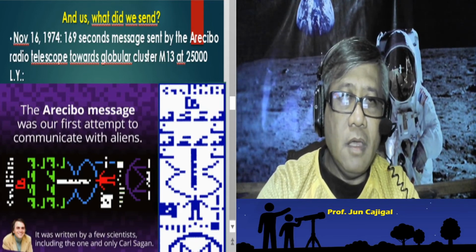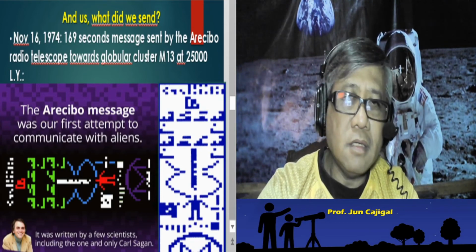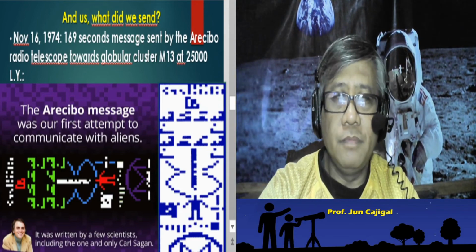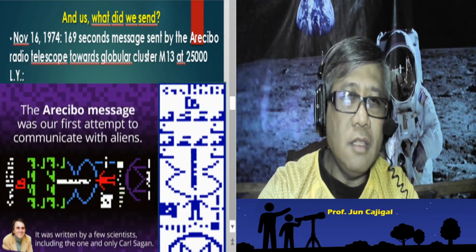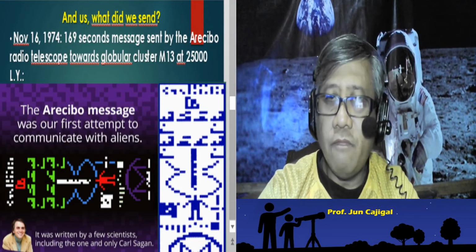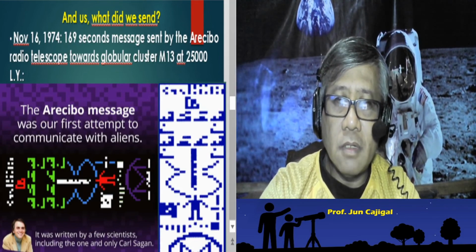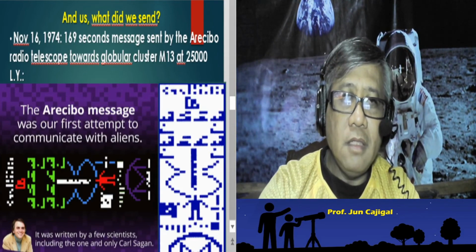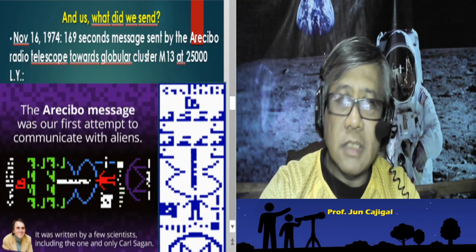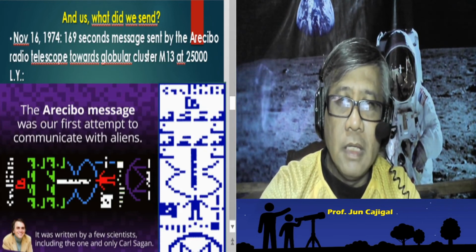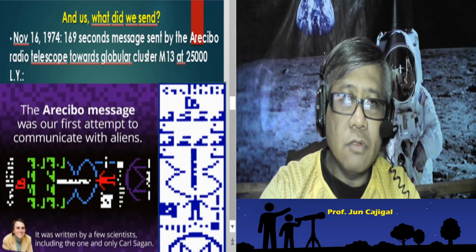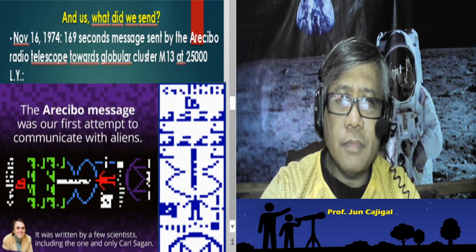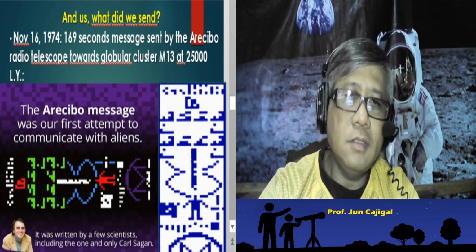And on November 16, 1974, a 169-second message was sent by the Arecibo Radio Telescope. This message was made by the team of Carl Sagan, if you're familiar with that famous astronomer. Carl Sagan and his team developed that message, and they pointed the radio telescope at globular cluster M13, which is about 25,000 light years away from us.